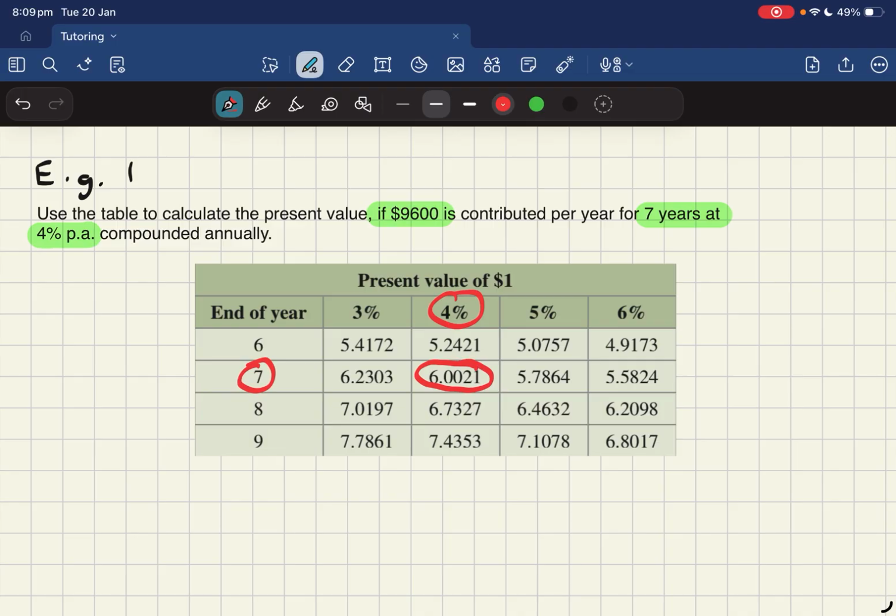To find our present value, all we have to do is take our $9,600 and multiply it by the intersection value. And once we do that, we get that the present value is $57,620.16. This is just an initial early example to get us used to using this present value table.